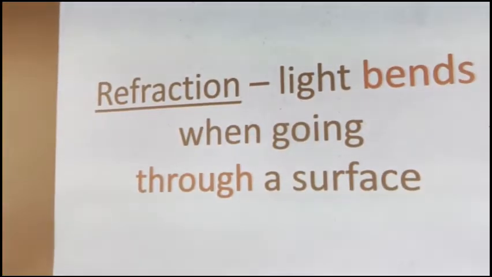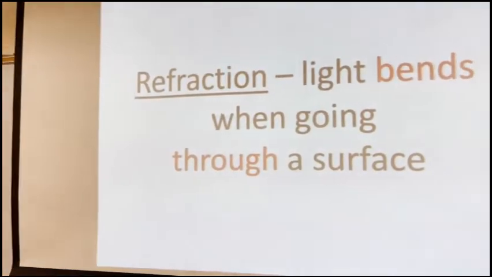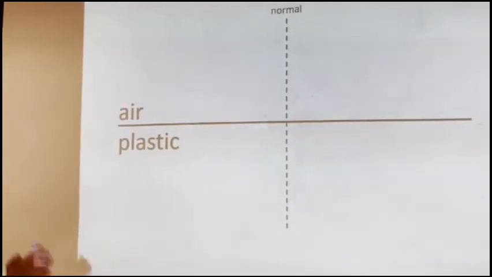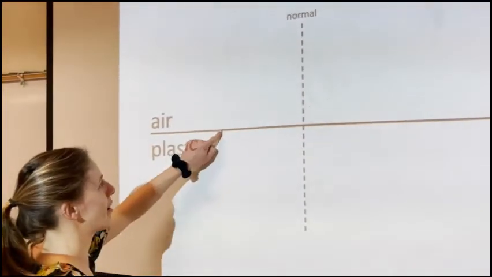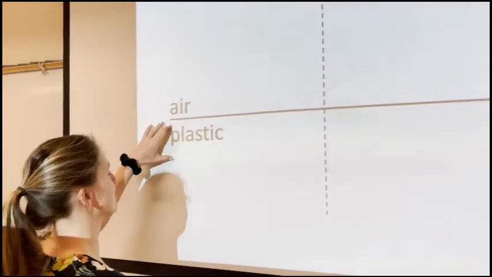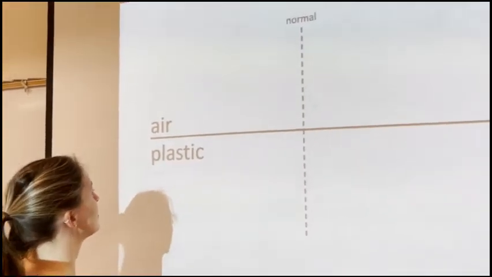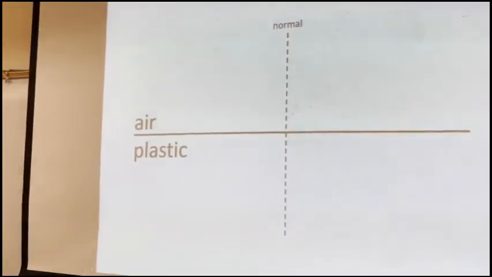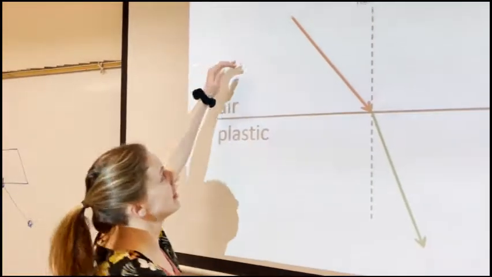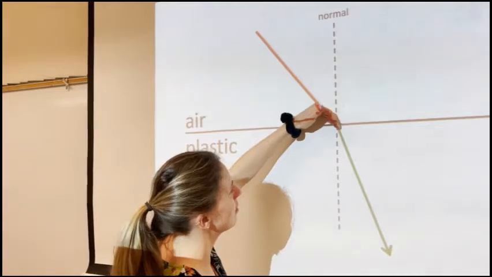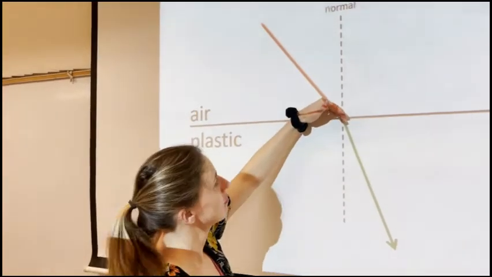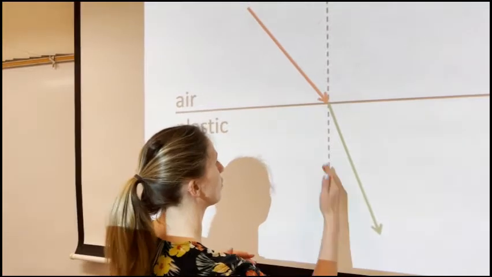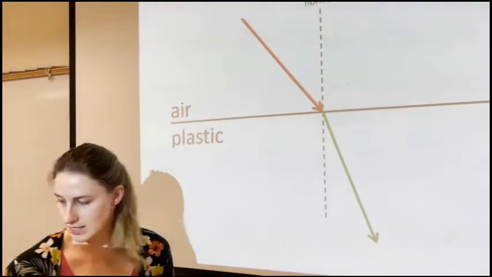It's time for refraction. Refraction: light bends when going through a surface. This line here is going to represent the boundary between air and plastic. And then we've got our normal here. It's perpendicular to the surface. When we have an incident light ray coming in, light bends. It's either going to bend away from or toward our normal. We're going to get more into that today.